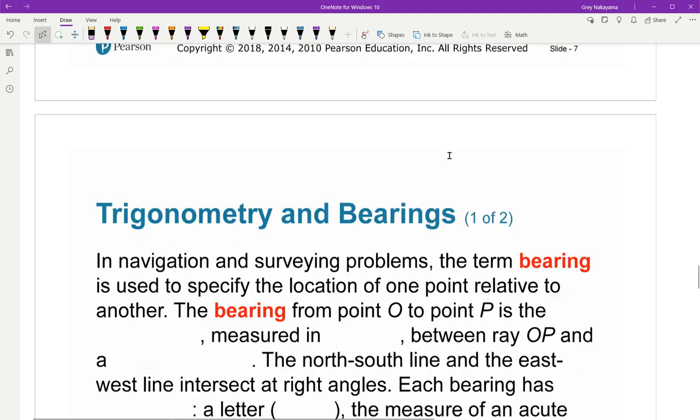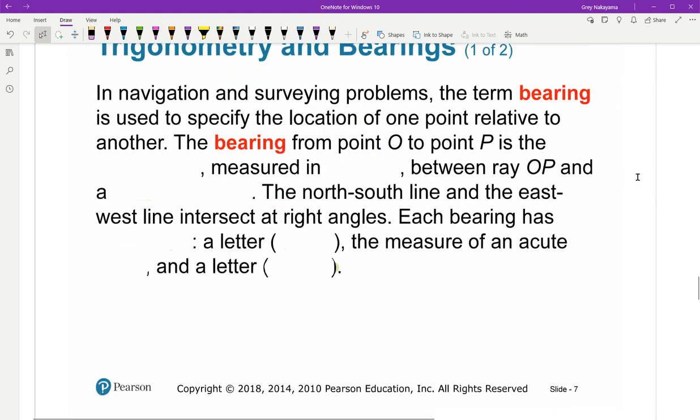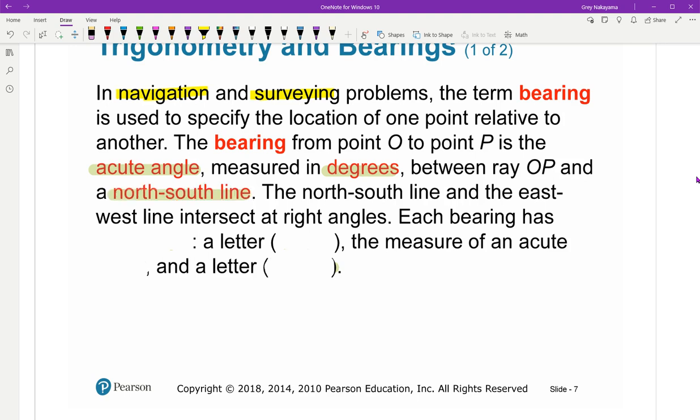Okay, the other thing we have to talk about here is something called bearings. Bearings are used in navigation and land surveying, navigation being ships and airplanes. And this is how they describe their location as opposed to a coordinate plane. So what you need to know is a bearing is an acute angle measured in degrees between the north and south line. And each bearing has three parts. You have a letter first, which is going to be north or south, the measure of the acute angle, and then you're going to have another letter, which is going to be east or west.